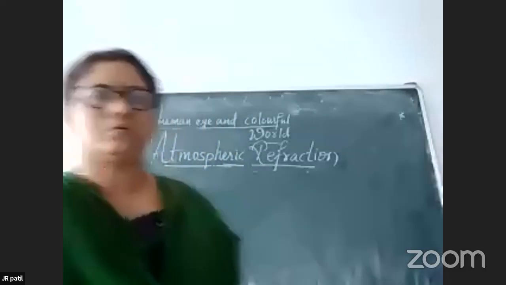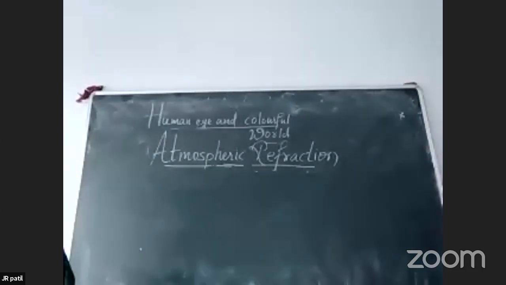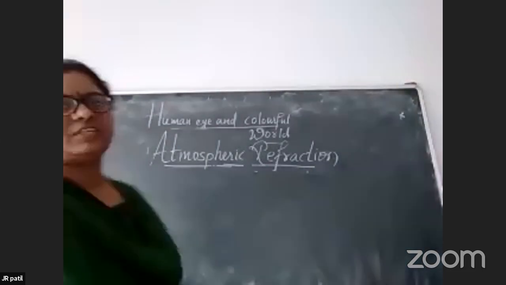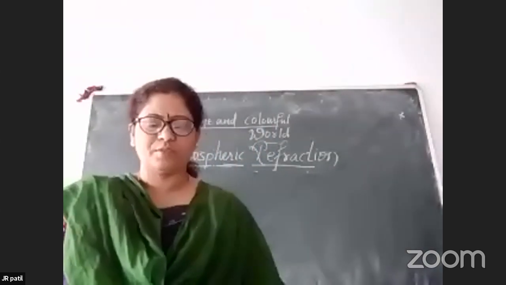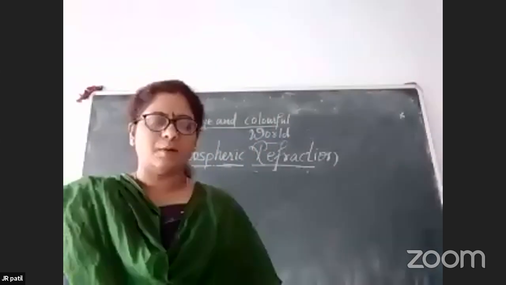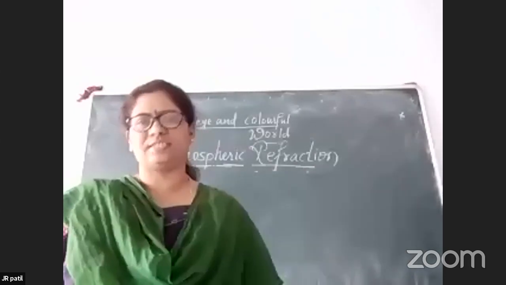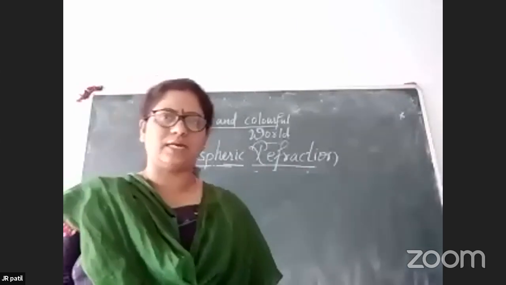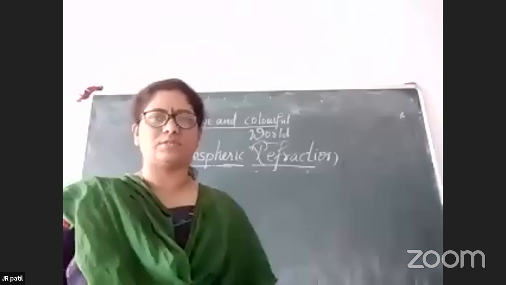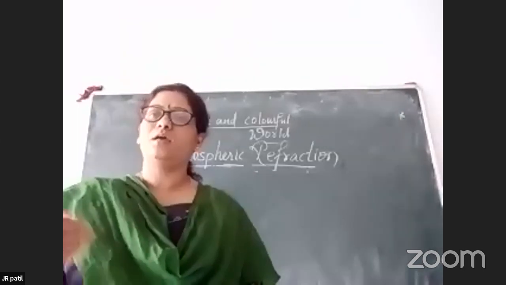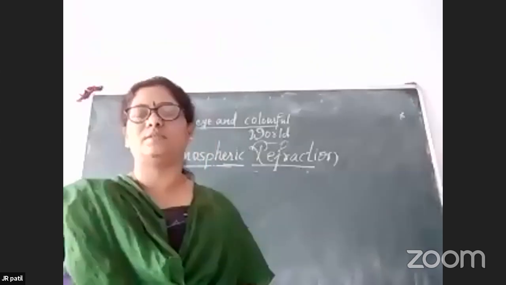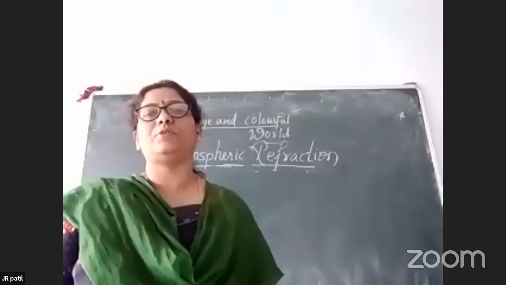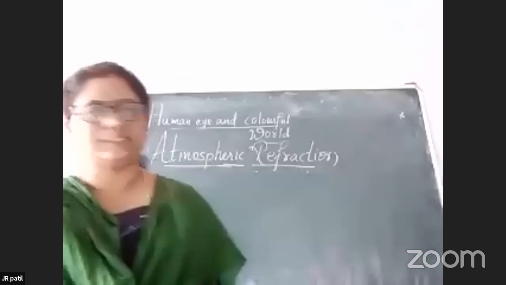Now, what is the reason for the advanced sunrise? We see the sunlight first, and then the sun rises 2 minutes later. The sun is visible to us about 2 minutes before the actual sunrise. We can see the sun's rays before the sun has actually risen, but still we can see the sun for 2 minutes. That is the time duration, 2 minutes. What is the reason for this? The same reason, that is atmospheric refraction.